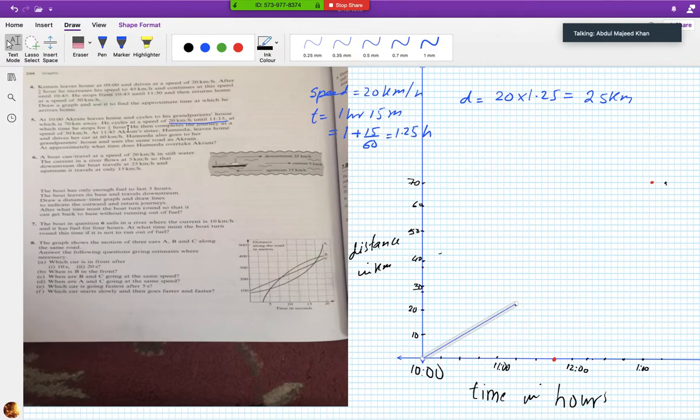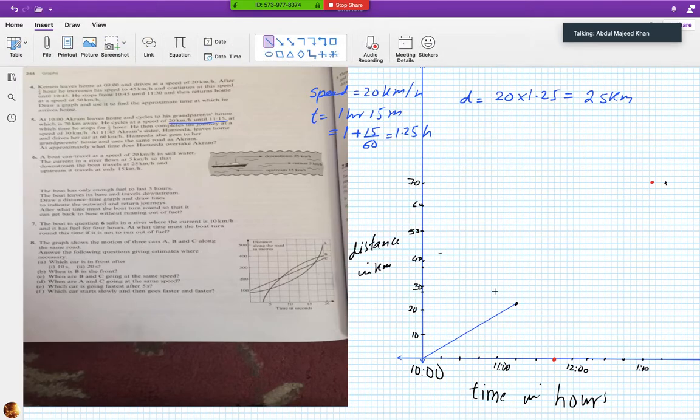Okay, so we have to show this 30 minutes here on the graph. So this is 11:15, this is 11:30. So here you have to make another line to show that the body is at rest. So that person is at rest here. Okay, so the first two parts of the journey are done.